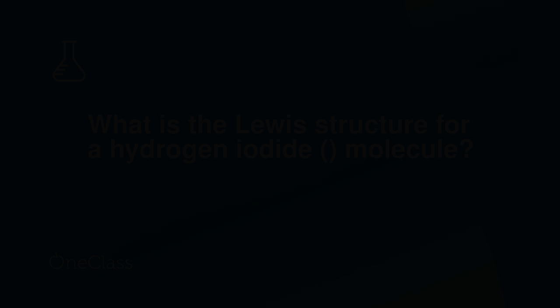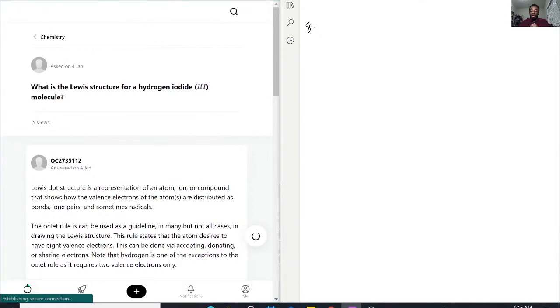We have for question 8, what is the Lewis structure for hydrogen iodide molecule? Hydrogen iodide, okay? So this is a quick recap. The reason why they named it hydrogen iodide is because it's just following the naming for, although technically, because this molecule is considered a polar covalent molecule because it has two nonmetals together.